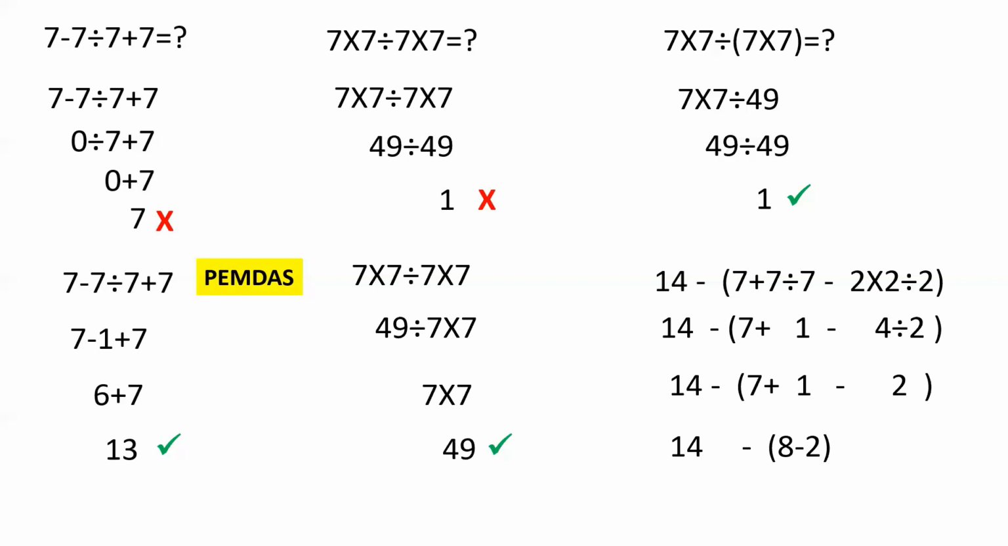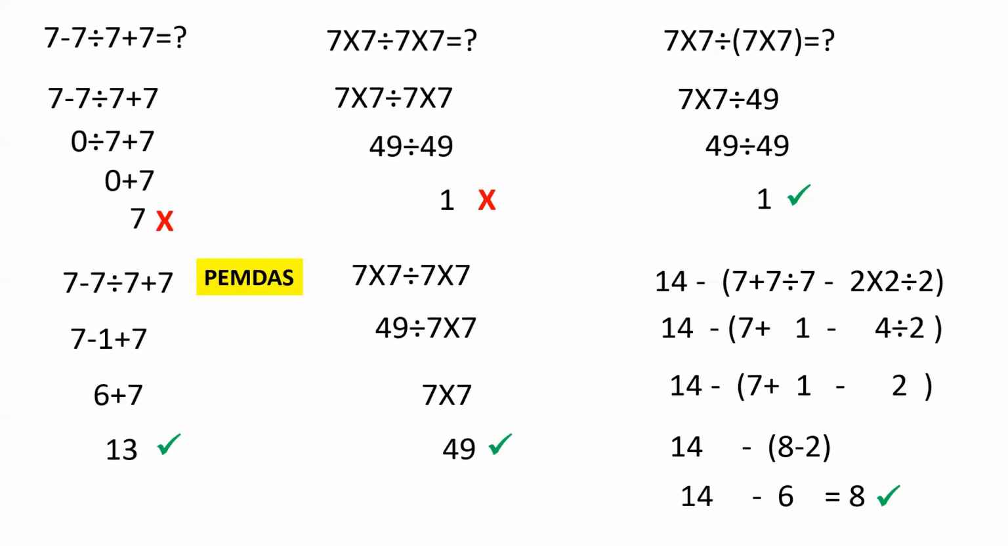We start by 7 plus 1, that's 8. And then we evaluate 8 minus 2, that's still within the parentheses, and that comes to 6. So the final answer is 14 minus 6, which is 8. And that's the correct answer in this case.